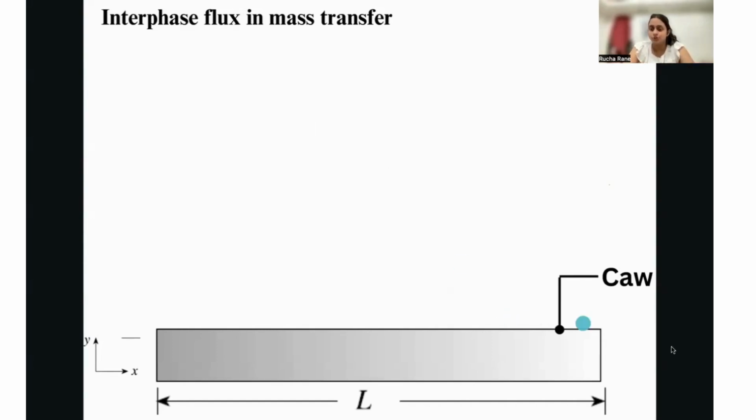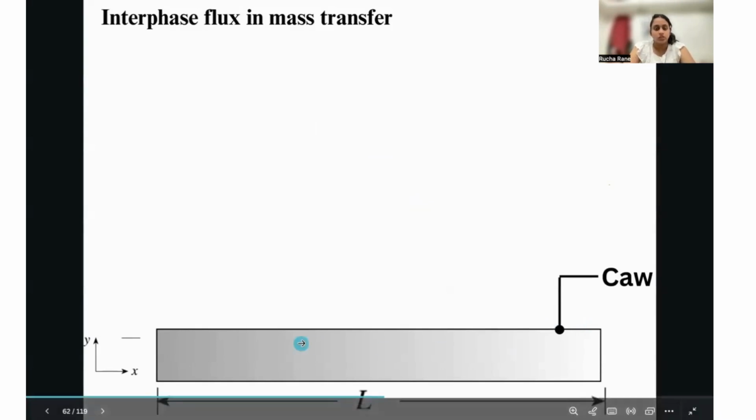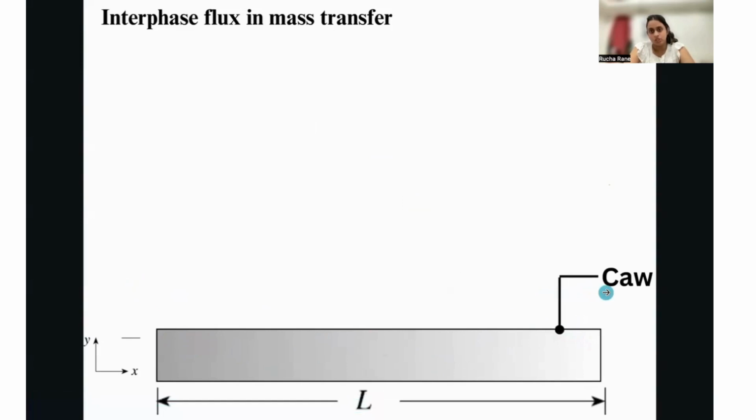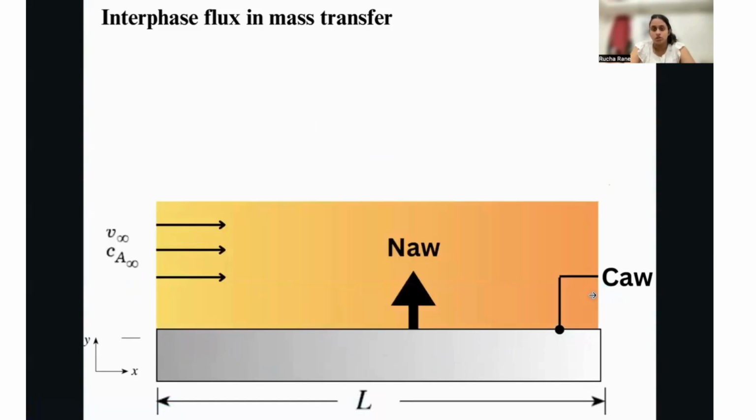We will consider the flow over a flat plate. Consider this is a flat plate which is coated with some species A with the concentration of CAW. Now there is a uniform stream of air which consists of species B with velocity V infinity and concentration of species A as CA infinity.